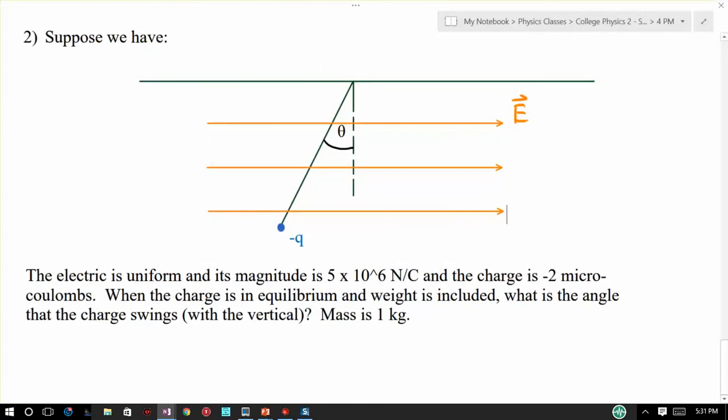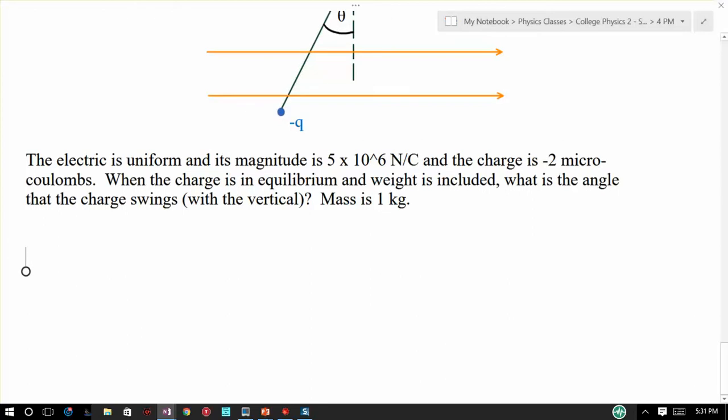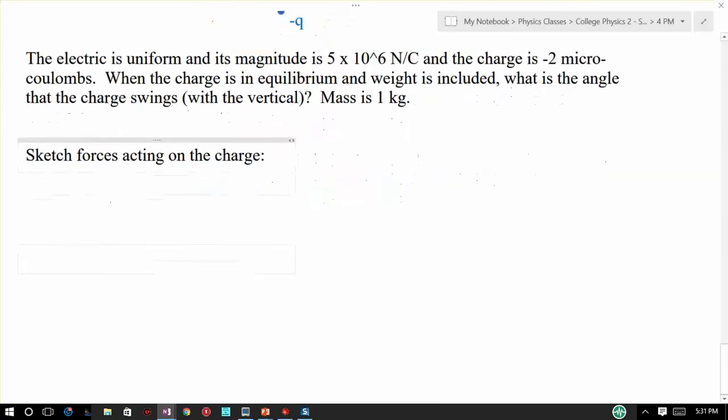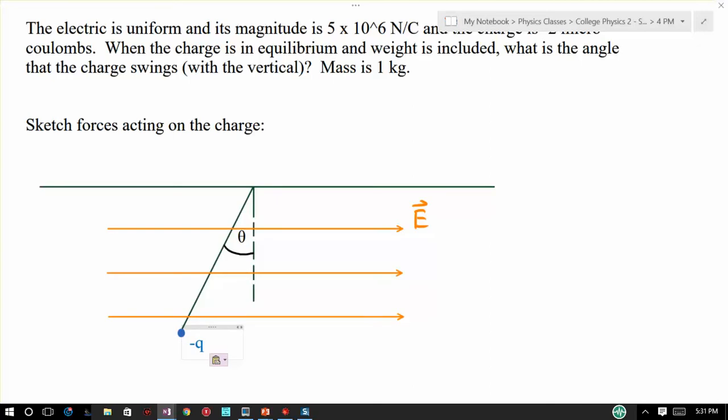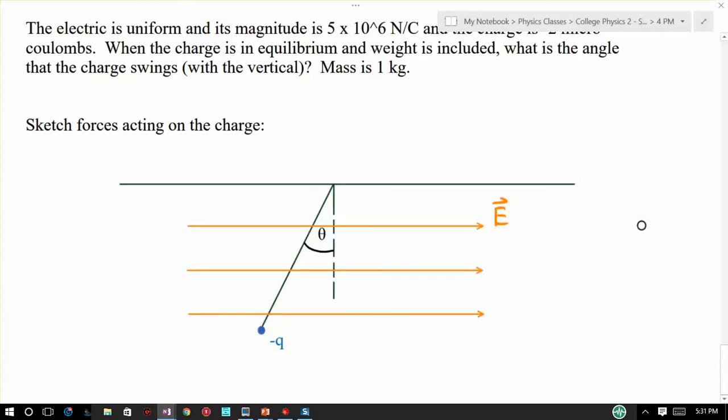So does anyone remember what we did last week with the charge on the string? What's the first thing we do? Yeah, we have to sketch the forces acting on the charge. Here there's only one charge, so it's on the charge. These are exactly the same sort of forces that we did last week for the similar problem. If we include the weight, there are 3 forces. What are the 3 forces? Same forces.